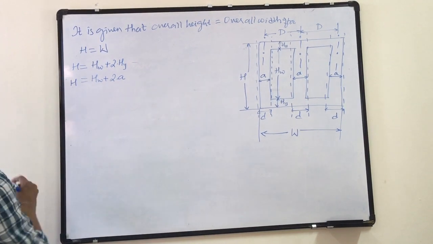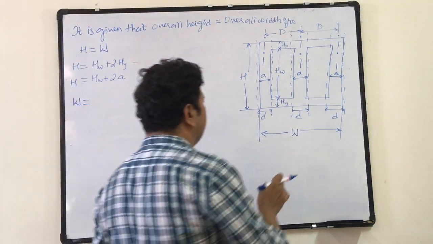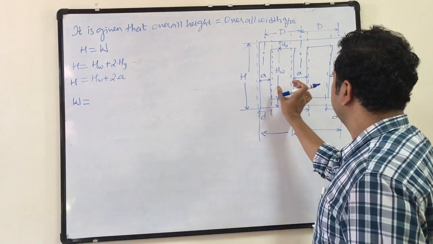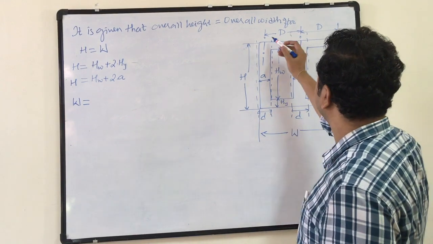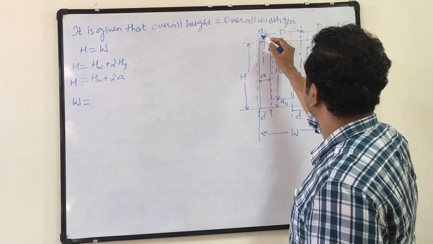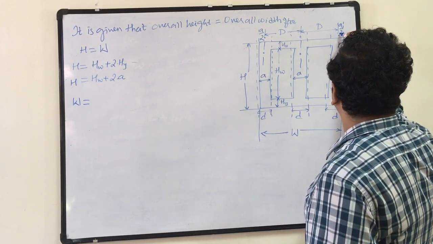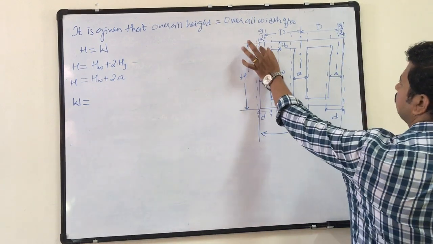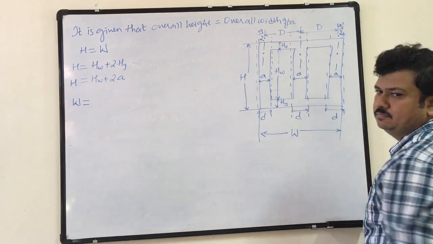This is overall height. Then overall width W is equal to A plus width of window, not width of window, sorry. This is A by 2, this is A by 2, this is A by 2. So A by 2 plus D plus D plus A by 2.